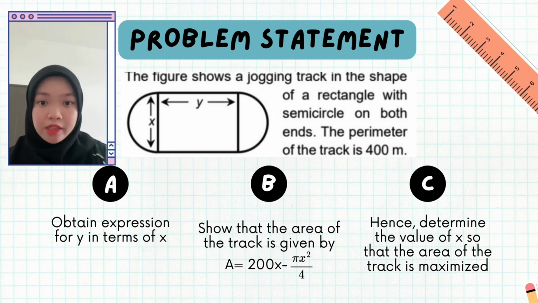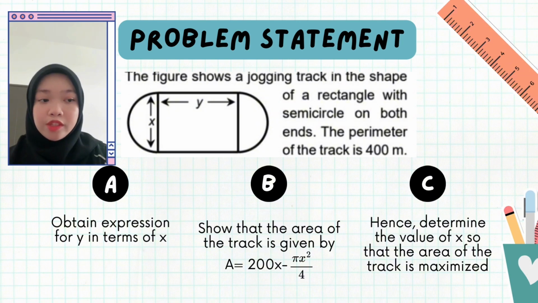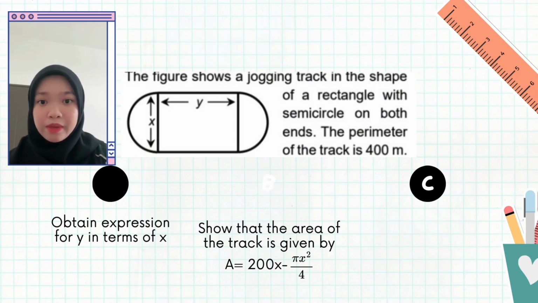The problem statement. The figure shows a jogging track in the shape of a rectangle with semicircle on both ends. The perimeter of the track is 400 meters. A. Obtain expression for y in terms of x. B. Show that the area of the track is given by A equals 200x minus pi x squared over 4. C. Hence, determine the value of x so the area of the track is maximized.